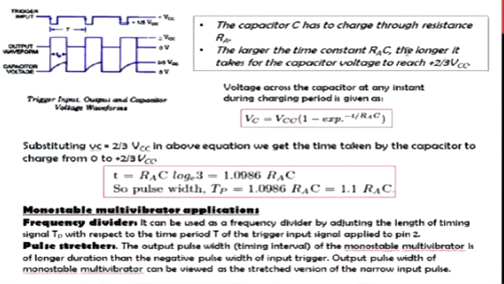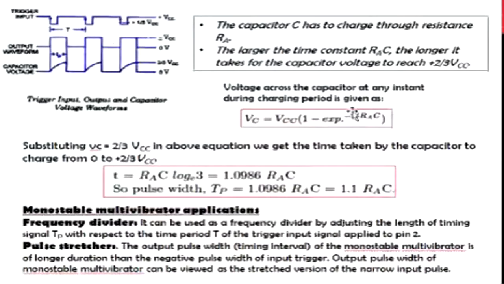We have to calculate this TP, the time over which the output remains high. That is called the pulse width of the monostable multivibrator. We can calculate that value using the general equation for the voltage across a capacitor at any instant. If you use a resistor and capacitor, this is the equation for the voltage across the capacitor, and this is the VCC.